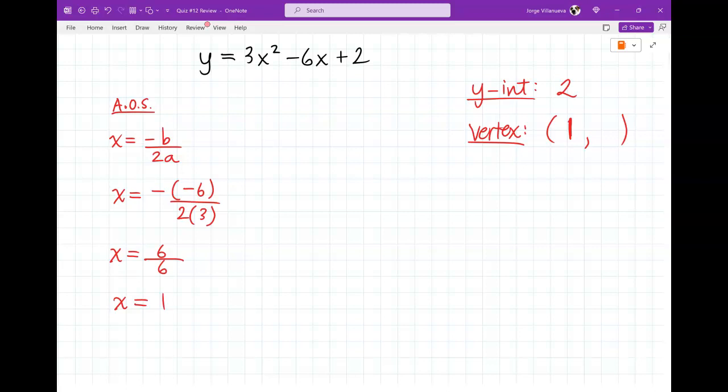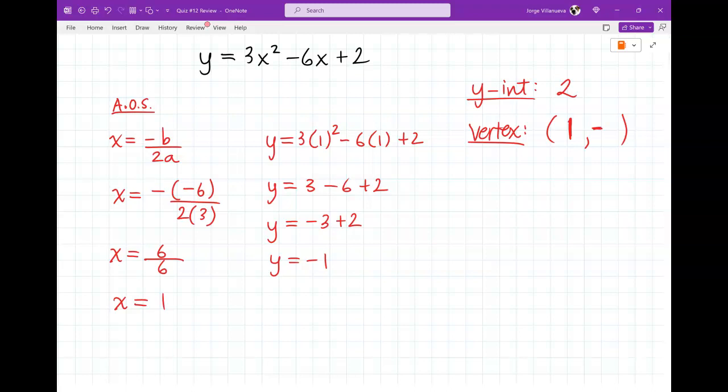What do I do with that x value? Plug it into my equation, and that's going to give me my y value, right? So y equal to 3 times 1 squared minus 6 times 1 plus 2. So y is equal to 1 squared is 1, so 3 times 1 is 3 minus 6 plus 2. 3 minus 6 is negative 3 plus 2. So that's negative 1. And there's my vertex.